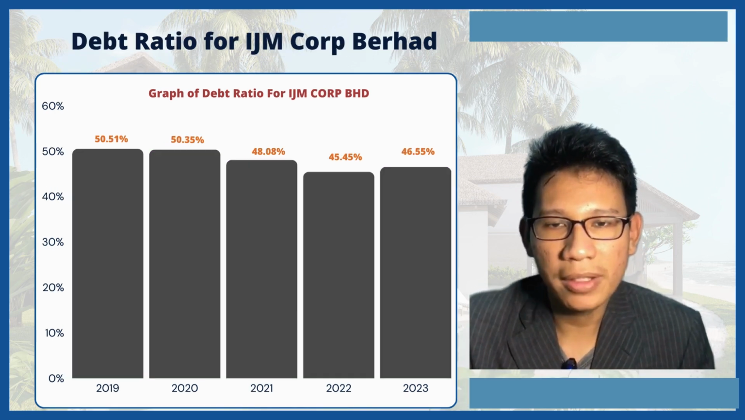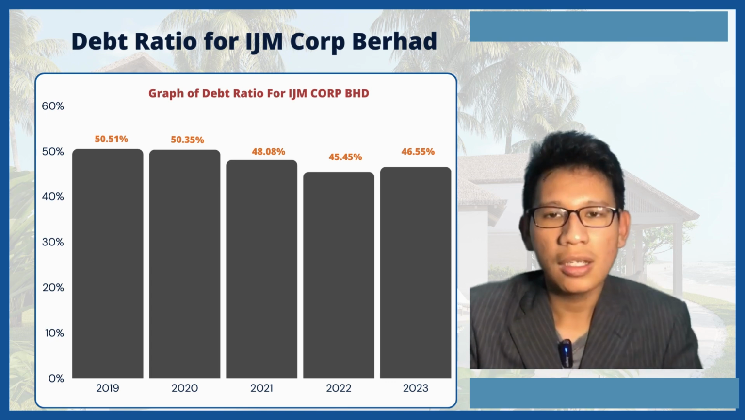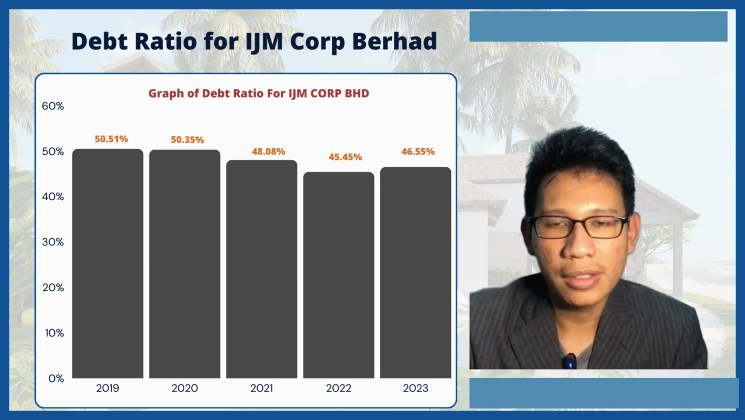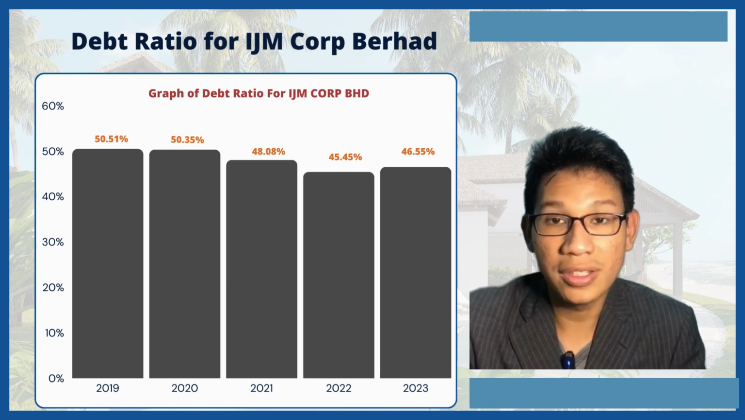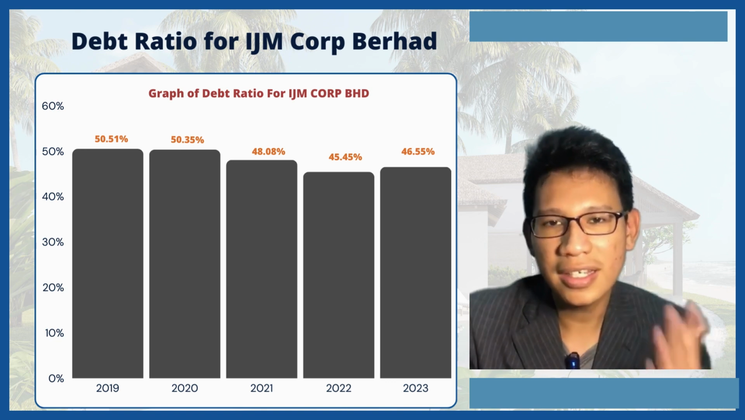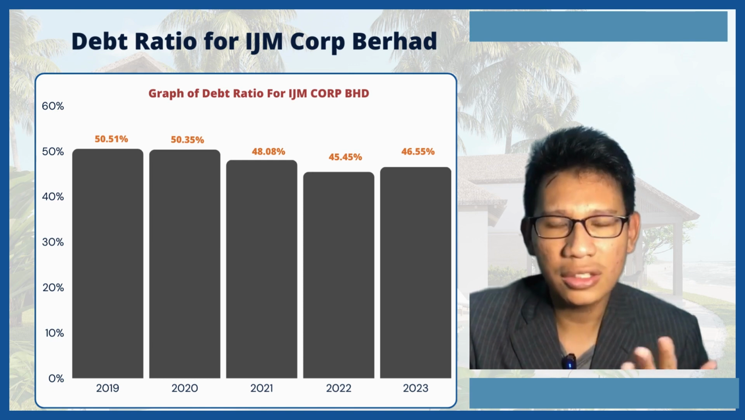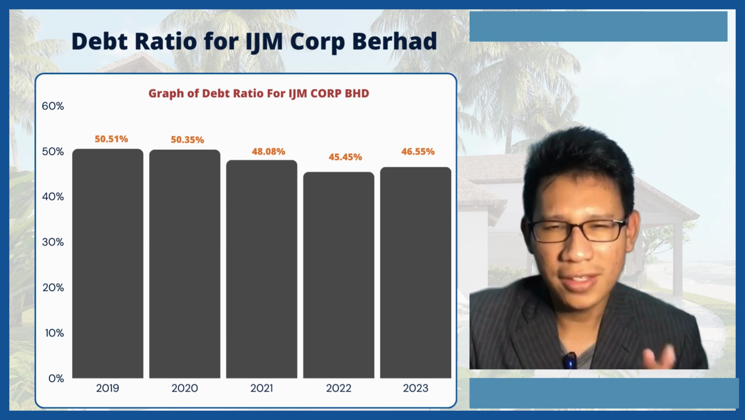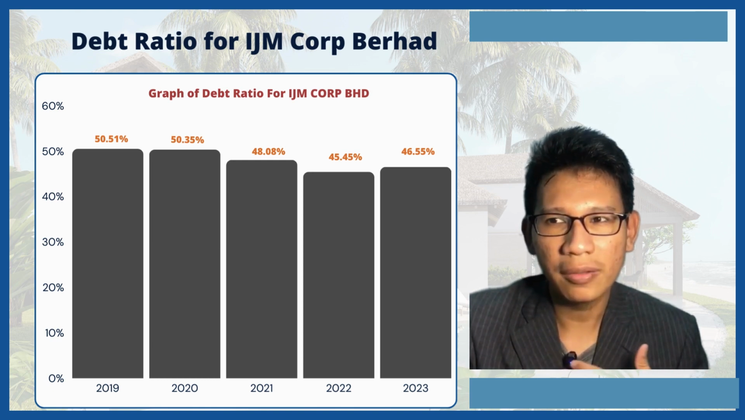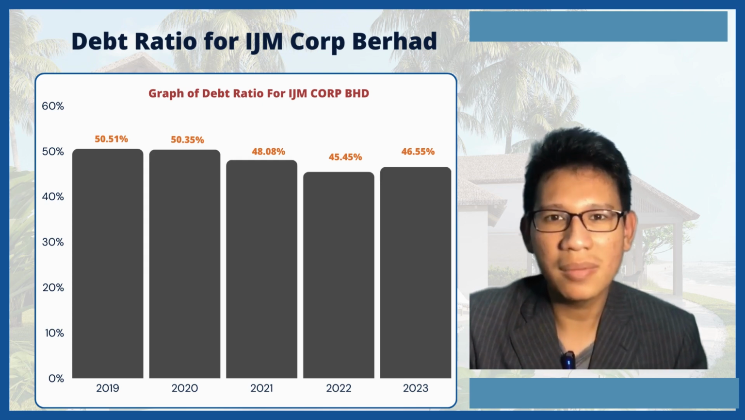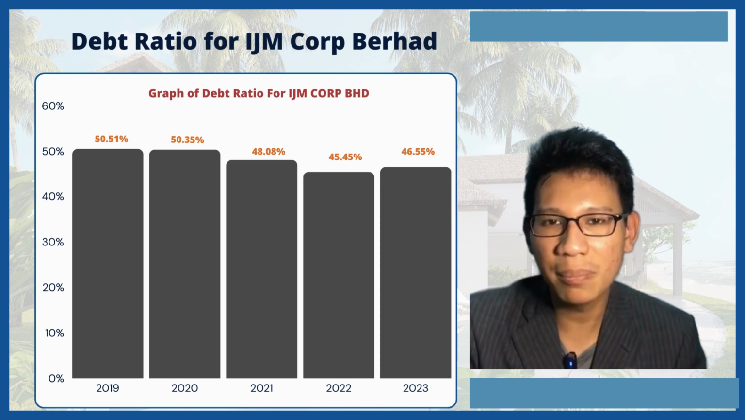The next part is the graph showing IJM Corporation Berhad. As we can see, the graph shows a positive trend. This indicates that the company uses its debt efficiently and repays its debts, so the debt can be maintained at a good level.